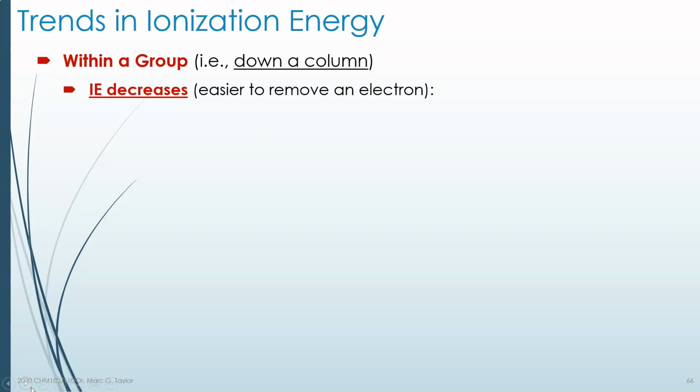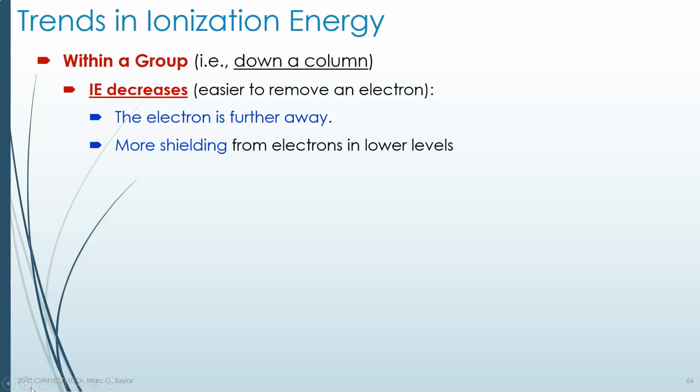Now, the trends in the ionization energy are due to a couple factors, just like they were due to a couple factors with the radius. Within a group, so we're looking down a column on the periodic table, the ionization energy decreases. In other words, it gets much, much easier to remove an electron as you go down the periodic table. That is because the outermost electron is in a much bigger atom, remember that from the size, and therefore it is much further away from the center of the atom, the nucleus.